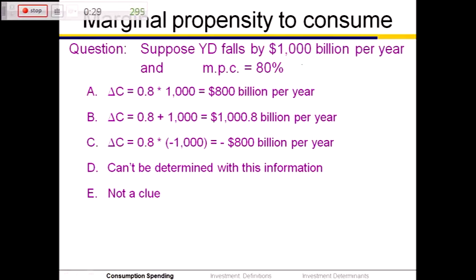Or E, I wasn't really paying attention. I don't know what you're doing. I said it more politely: it's not a clue. A, B, C, D, or E.